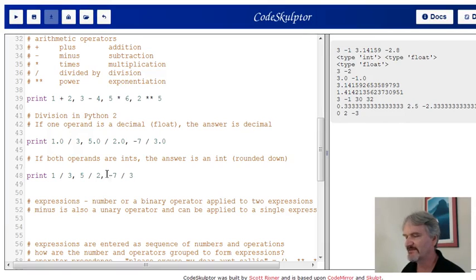2.5, well, let's see, 5 divided by 2. The integer answer would be 2 here. We rounded 2.5 down. We do minus 7 divided by 3. Well, the integer division is actually minus 3. We'll talk about division more later on when we talk about remainders, and we'll have a second operator called // that is explicitly integer division.